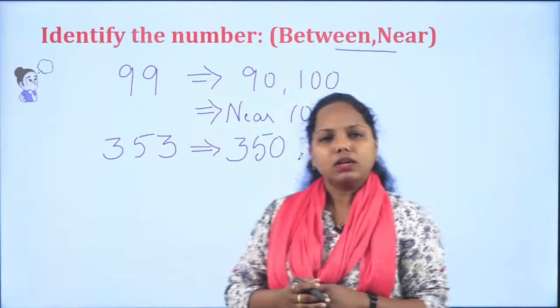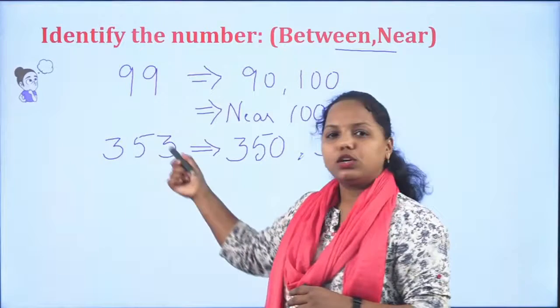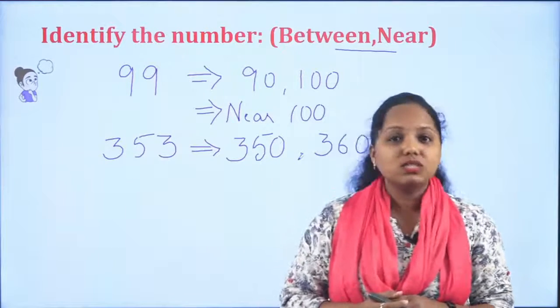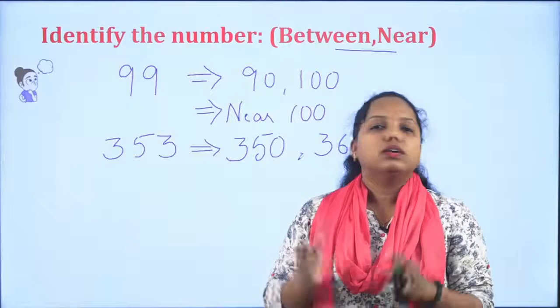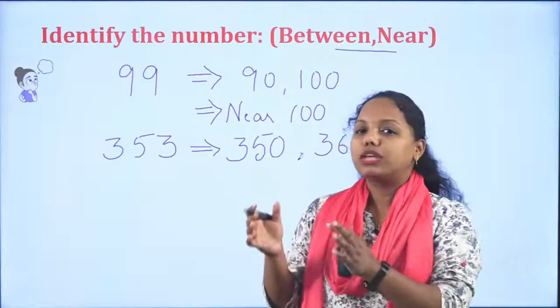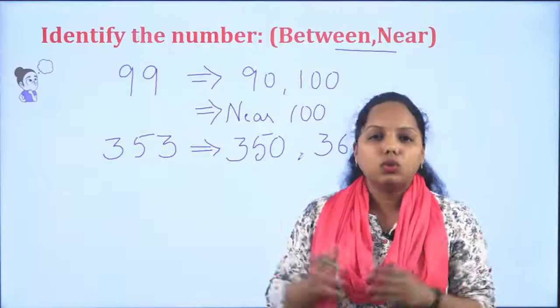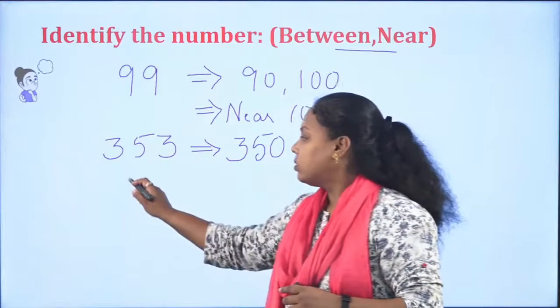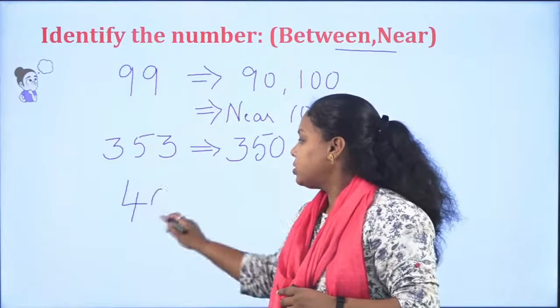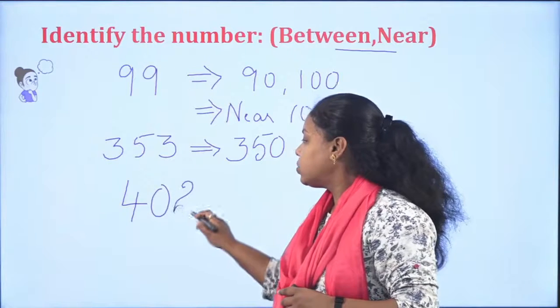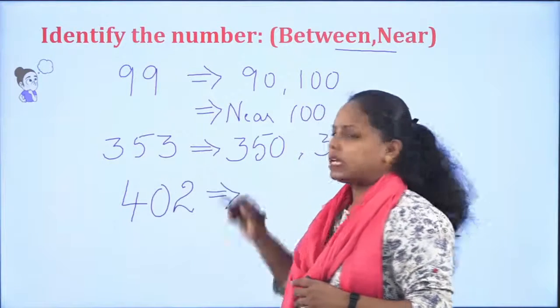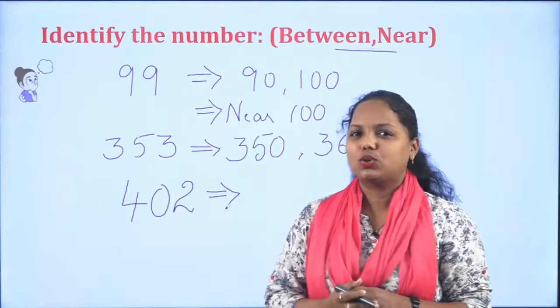Can you tell, ma'am? Yes, it is falling from 300 to 400. Yes, you can tell this also. Not a problem. It is not mandatory that you have to tell within the tens itself. You can take the hundreds also. Now, for a question, what is 402? Take a guess. You can comment in the comment section also.